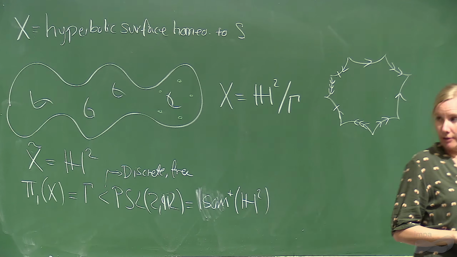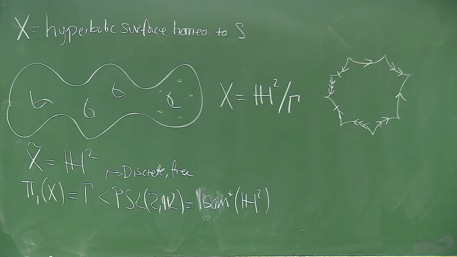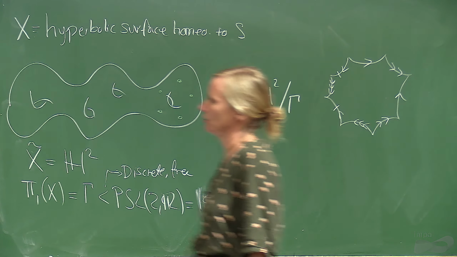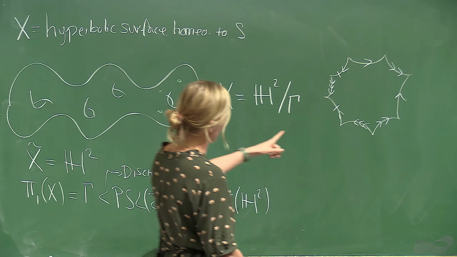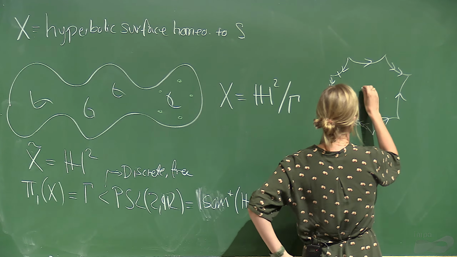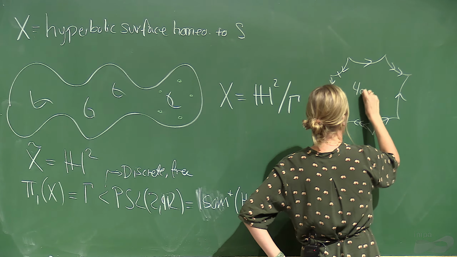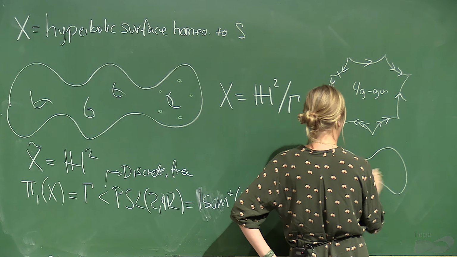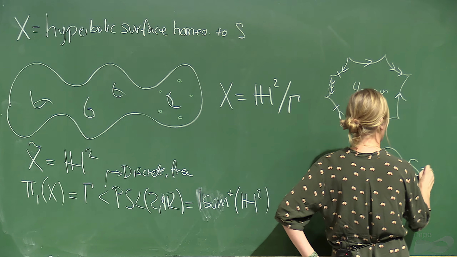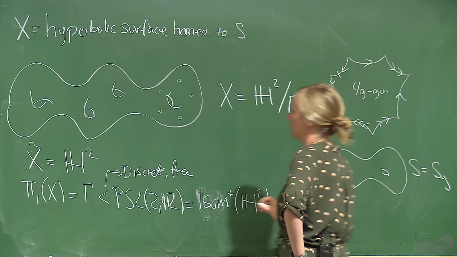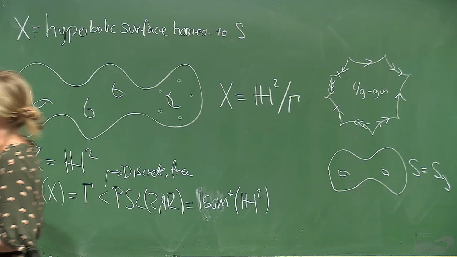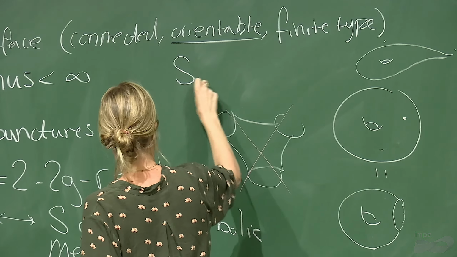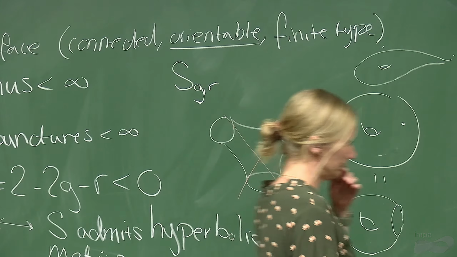But in fact, the things I'm going to say turn out to hold much more generally. In this case it's an octagon, but in general take a 4g-gon, and you're going to get, in this case a genus 2, the closed surface of genus g. So maybe I should give some notation. Maybe I call this surface S_g.